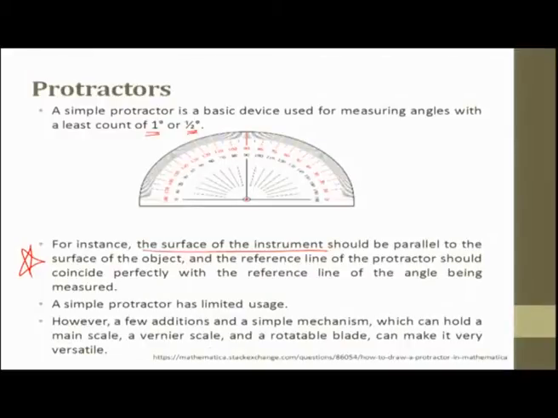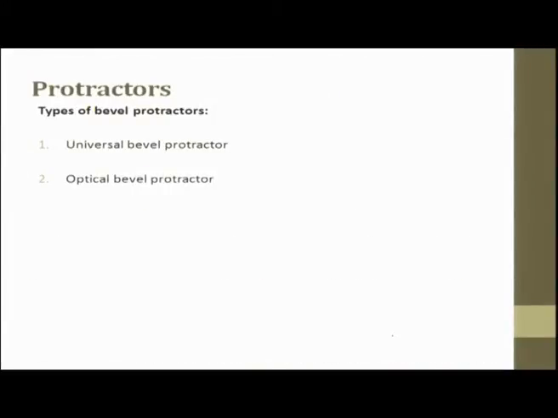So, in order to get out of such limitations, we attach a main scale, a vernier scale and a rotary blade so that you can use it for versatile applications. There are two types of advanced protractors which are generally used. One is called the universal bevel protractor, the other one is the optical bevel protractor. The universal bevel protractor is different from that of our combination set.